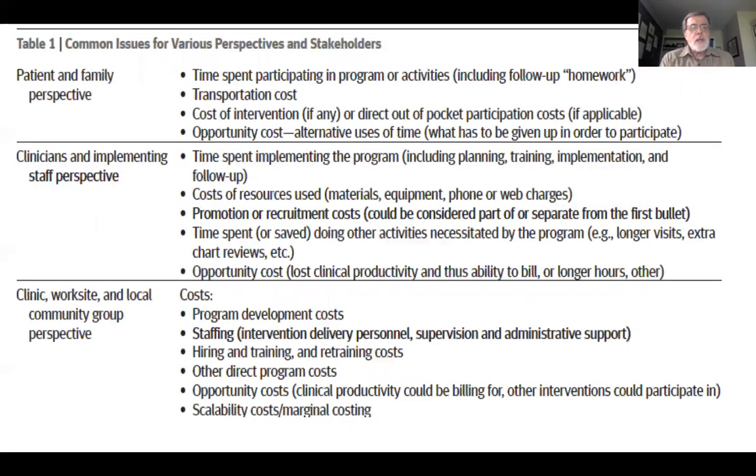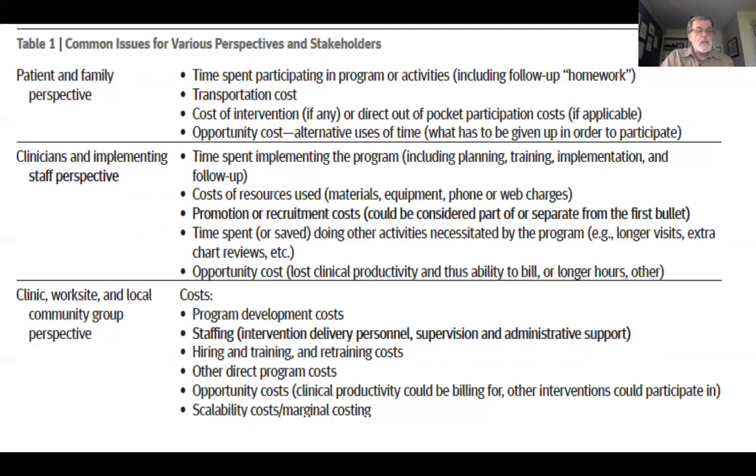So I did mention a lot. I've been hammering on different perspectives. So this table just summarizes some of the key issues, and you can see both similarities and differences here across the patient and family perspective. What are they concerned about? Often transportation costs and having to give up work time is the key issue. Clinicians or implementing staff are often primarily focused on the time it costs them, but also other issues like materials or other IT issues that are involved, as well as opportunity cost.